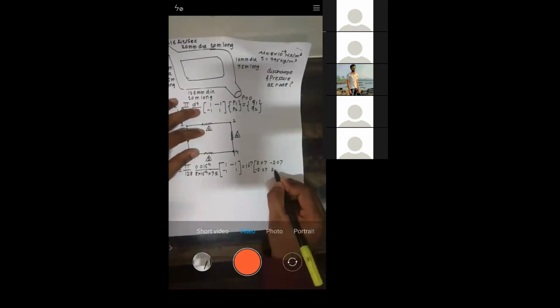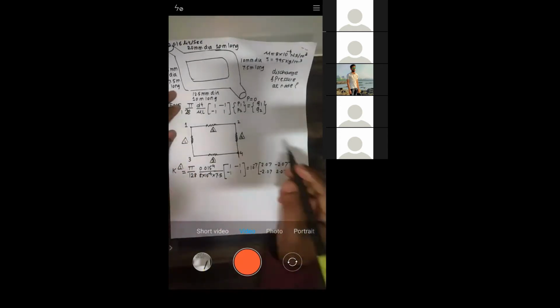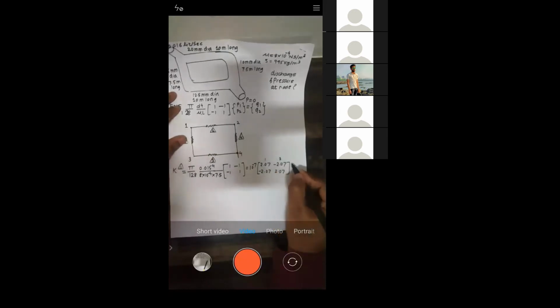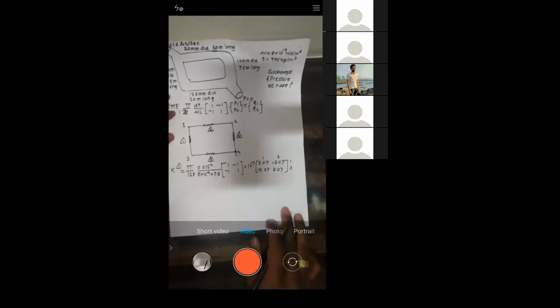Is it okay? So see, element number 1, it is between 1 3. So this is 1 3, 1 3. Is it okay?